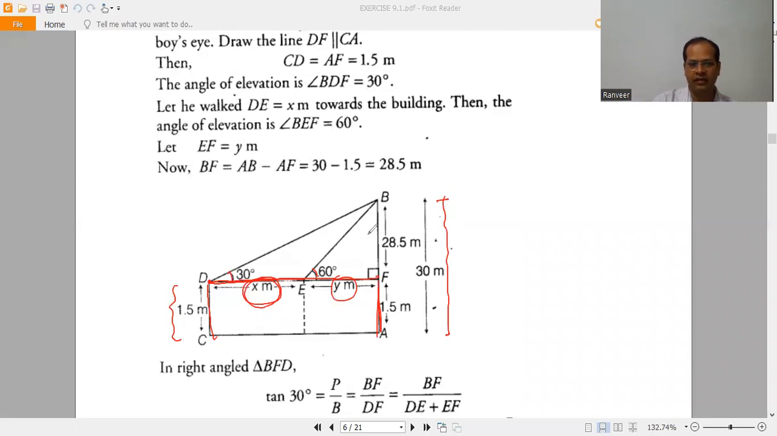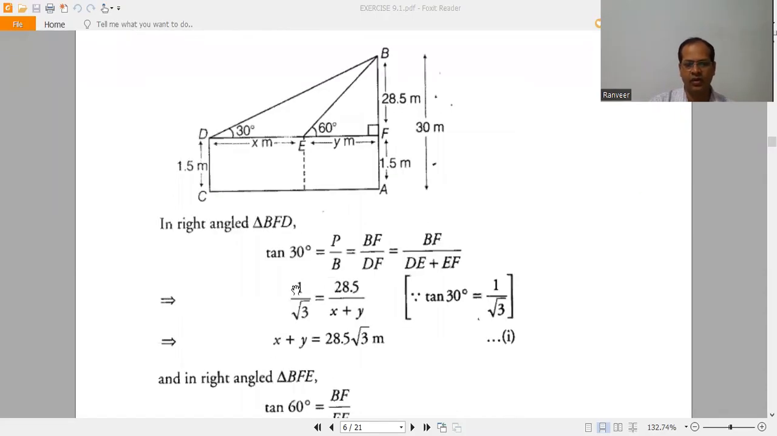in the given triangle BFD, if you take B, F and D, this bigger triangle, so tan 30 degree is nothing but BF divided by the total length, which is x plus y. So here we just have to substitute the value, tan 30 equal to 1 by root 3. After that, this is the value 28.5, this is the length, 28.5 divided by x plus y. This is according to this 30 degree.